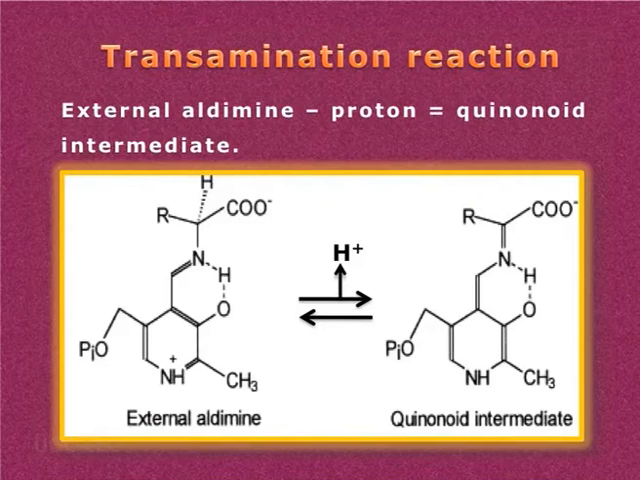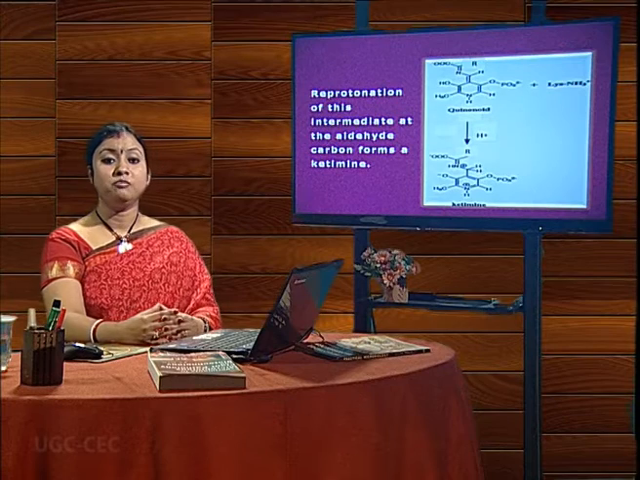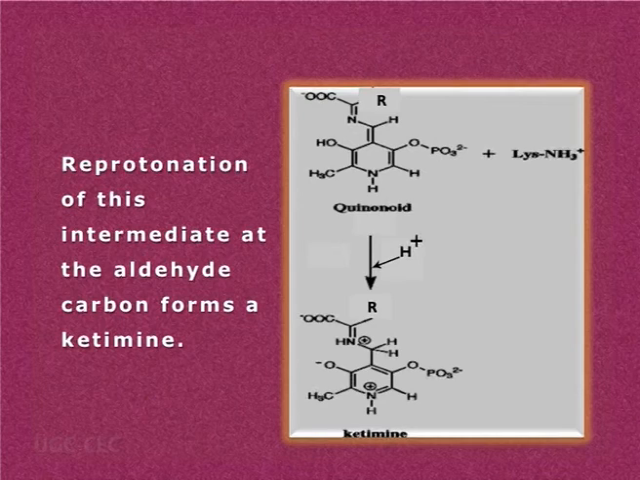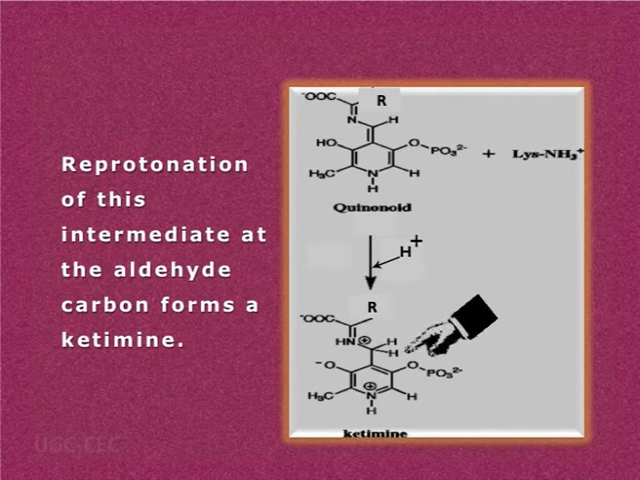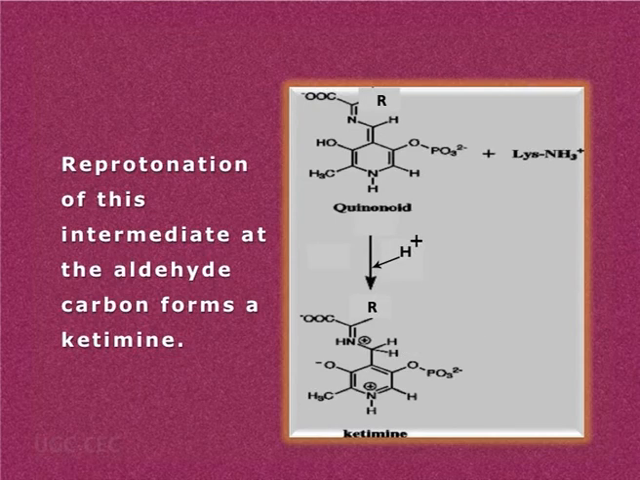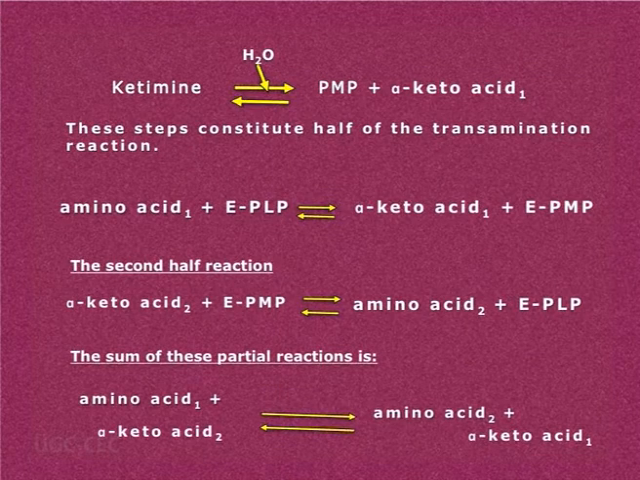The next step is the conversion of external aldimine to a quinonoid intermediate. How does this happen? This happens by deprotonation from the alpha carbon atom, as we can see in this diagram. From the quinonoid intermediate, ketimine formation occurs by reprotonation at the aldehyde carbon. Next, the ketimine is hydrolyzed into pyridoxamine phosphate and alpha keto acid. Now this constitutes only half of the transamination reaction.